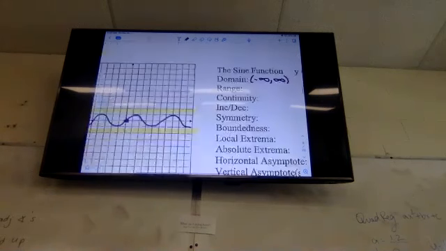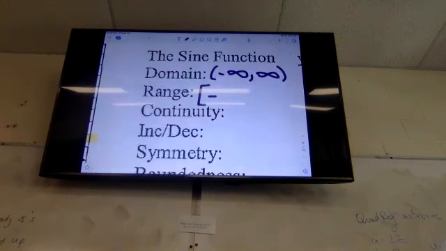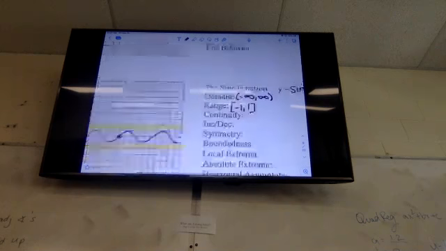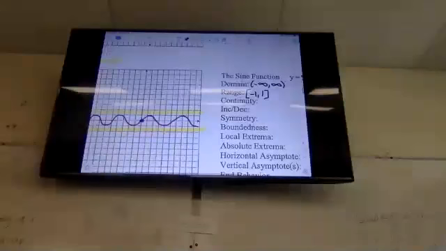Range. Ooh, I do have a tight range though. What does it have to be in between? What did I tell you it has to be in between? 1 and -1, and it can be 1 and it can be -1, so we're going to use brackets here. -1, +1. So how do you know it's -1? Because I'm telling you that right now.